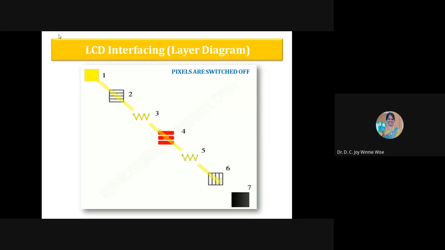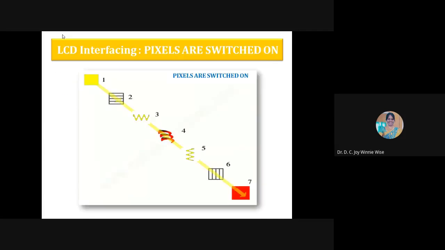Horizontal and vertical are blocked, so we get a black light here. No light reaches the screen at this point, so the pixel will be dark. Coming to this one, the pixels are switched on. Here, first we have the horizontal one, and then we get the output as 3.